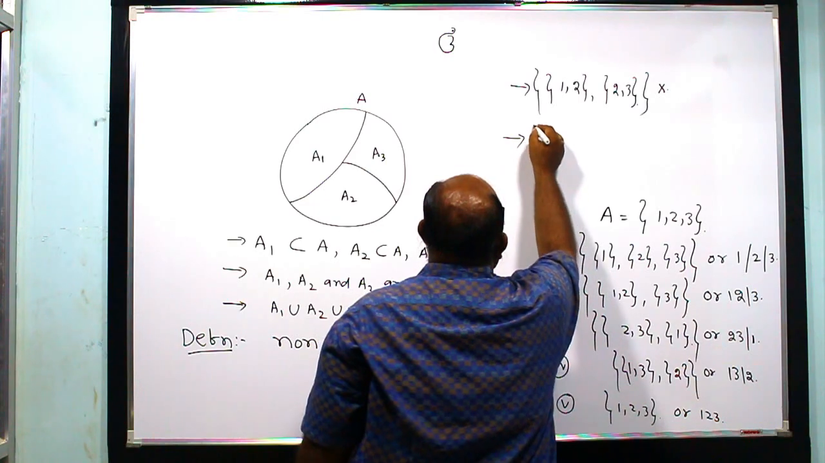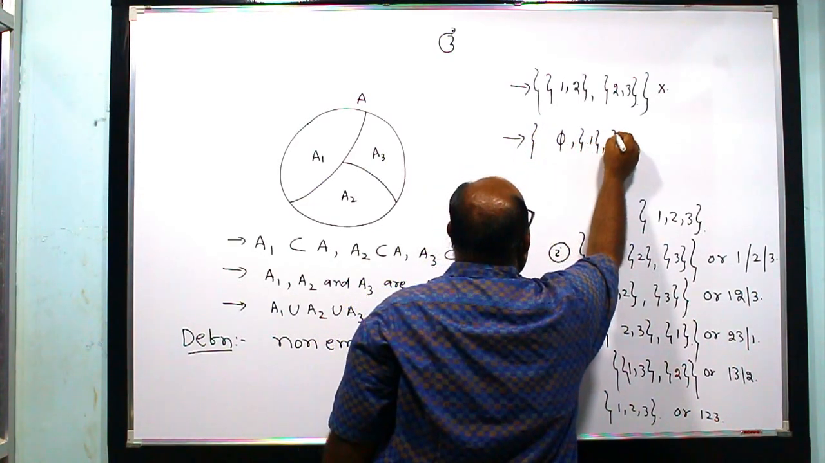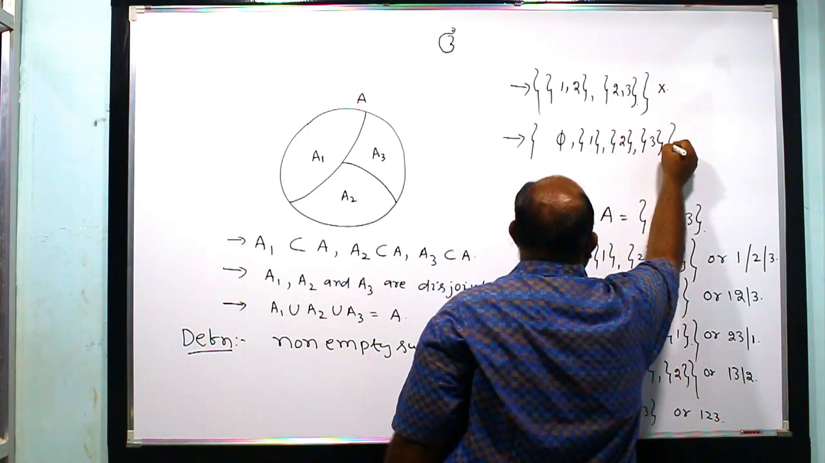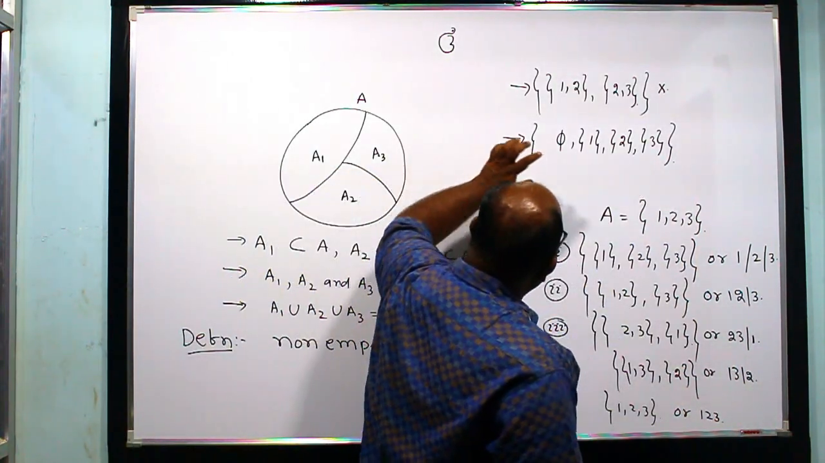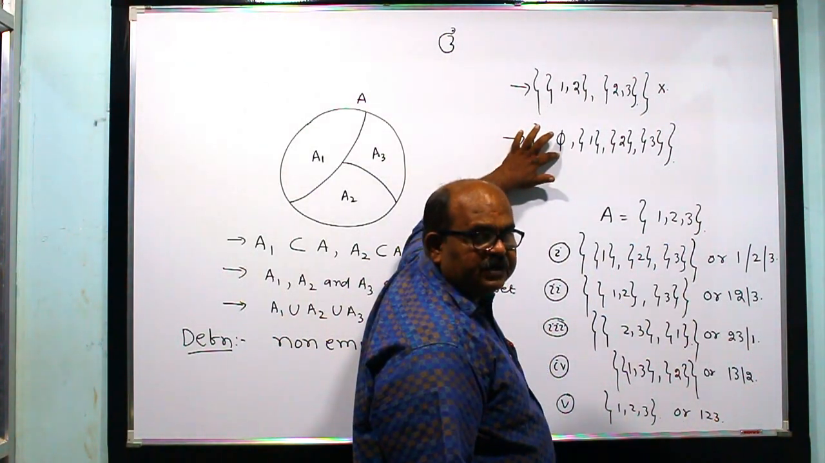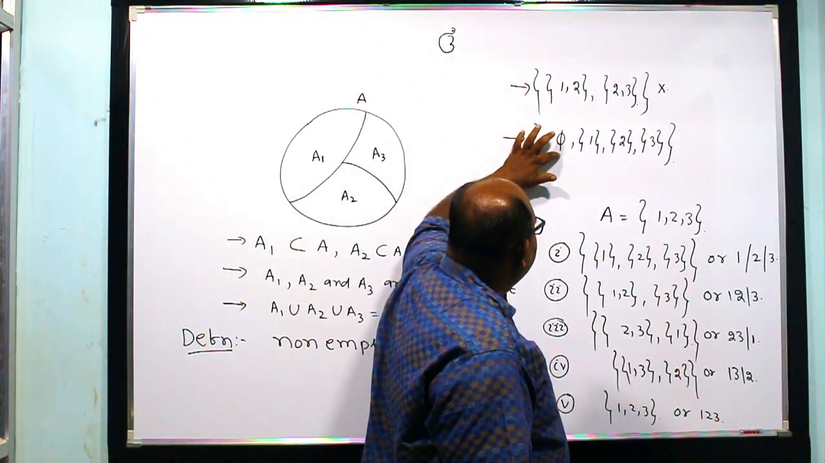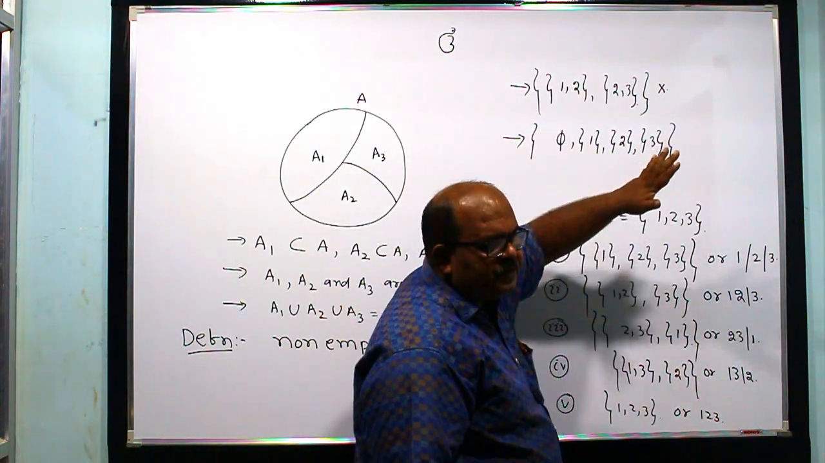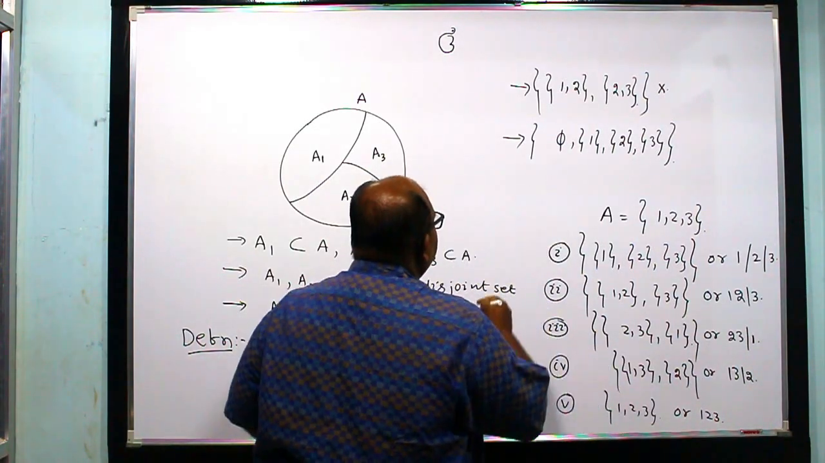Similarly, {5}, {1, 2, 3}. But this is not a partition, because in a partition the empty set cannot be considered or counted. The partition definition tells that non-empty subsets. So if phi is present, whatever else may be present, it is not a partition. Okay. Now look at another thing.